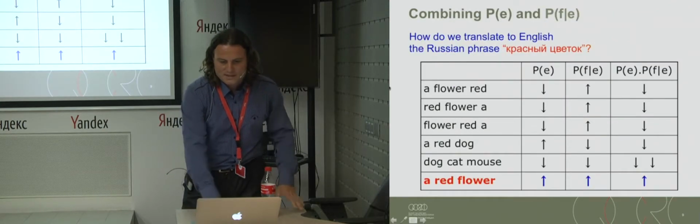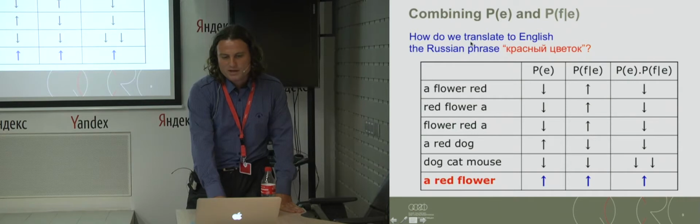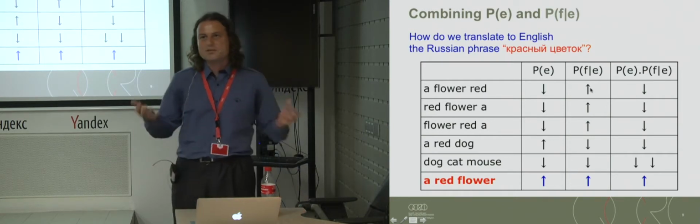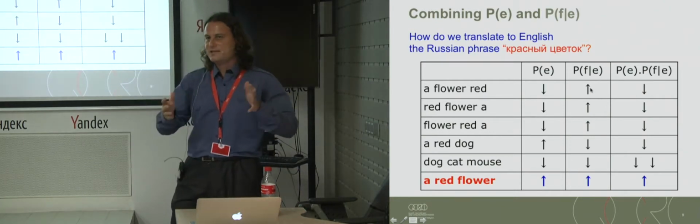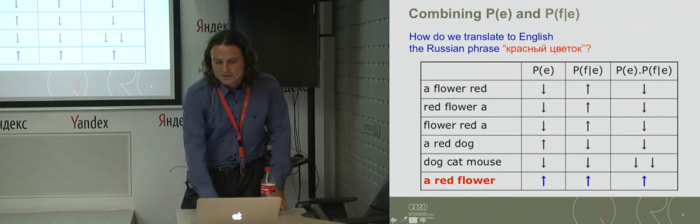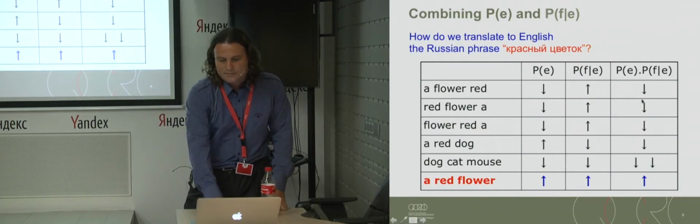So, here's how they work together. If you want to translate the Russian phrase "Krasny cvetok" into English, and you have "a flower red," the language model doesn't like it because this is not good English. The translation model likes it because it has the same meaning. Okay, it's not exactly grammatical, but the meaning is there. So the product of the two is low.